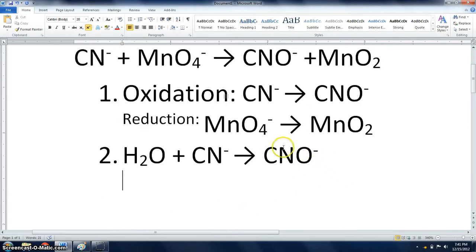Okay, and now we're going to balance our reduction half-reaction. And we have 2 more oxygens on this side. To balance it, we're going to add 2 waters to the other side.